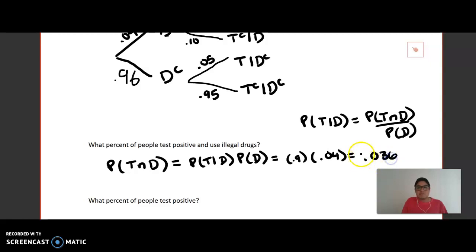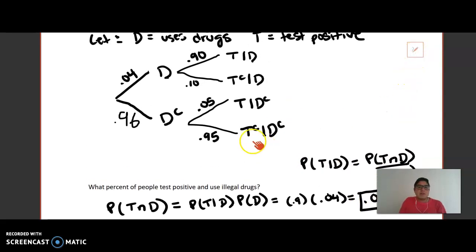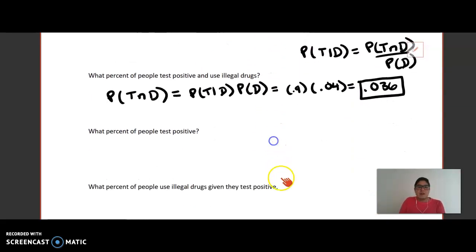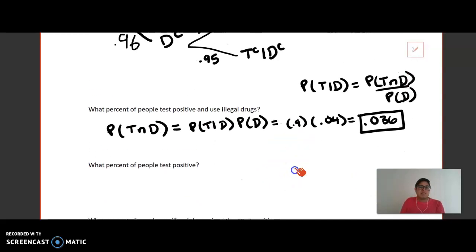0.036. So of those 4% of people that use drugs, 90% of them test positive. So the probability that you test positive and use drugs is about, if we move that over, 3.6%. Okay, next one. What percent of people test positive?